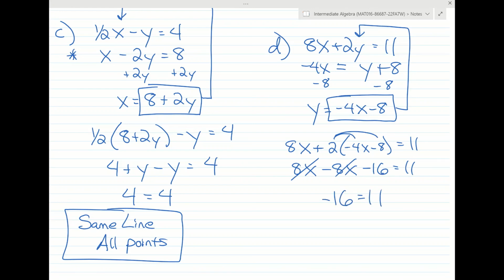So if you get x equals a number and y equals a number, it's the same point. If you get 4 equals 4 or the same number equals the same number, it's the same line. What do you think it means if you have a different number equals a different number? Now, if you wind up with an answer where it's like negative 16 equals 11, that doesn't make any sense, right? Negative 16 and 11 aren't the same number. So what this means when you're using substitution, this just means that there's no solution and they're parallel lines.